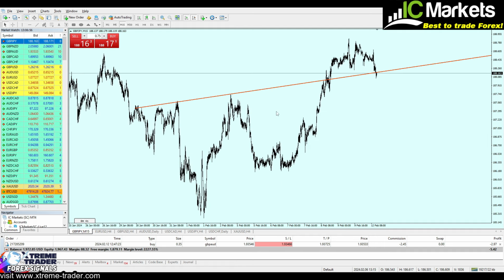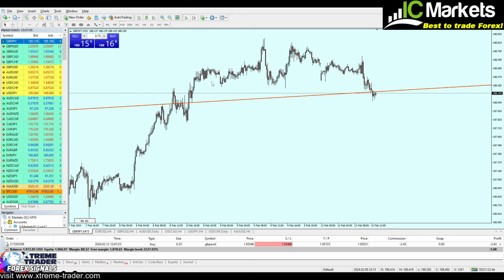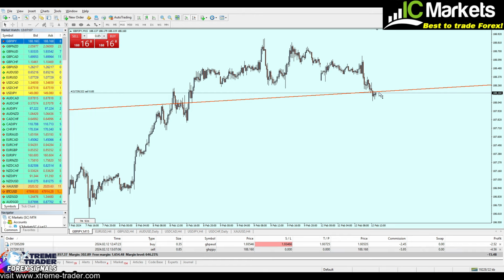Alright, now we are back to the GBP/JPY, and I believe right now we have a very good setup again. We will sell the pair. This time I'm going to increase the lot size to 0.85 instead, and now place the sell order. The reason I have increased my lot size is that my entry is just perfect.